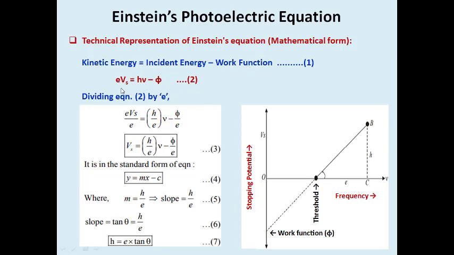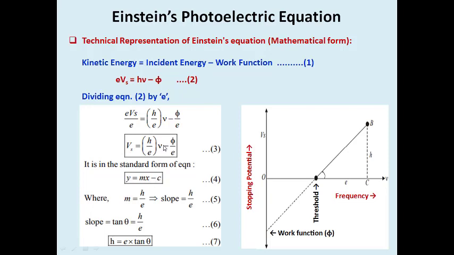If I divide by e on both sides of equation 2, I get e Vs divided by e equal to h by e times nu minus phi by e. So now you get the final equation: Vs, representing the stopping potential, is equal to h by e times nu minus phi by e. You notice that this equation resembles the standard form of a straight line, y equals mx minus c.